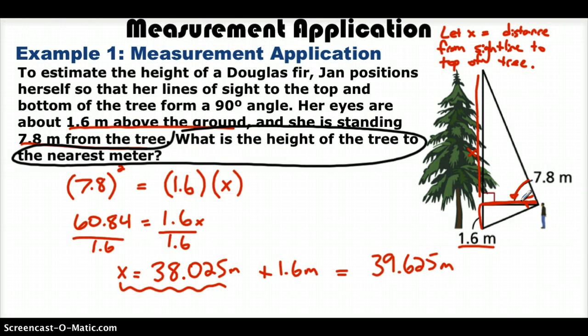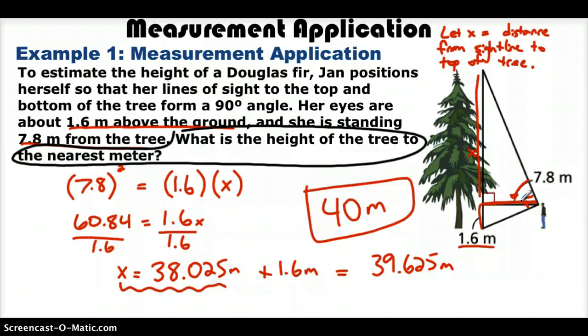They asked us for the nearest meter, so we can say that the height of this tree is about 40 meters. So, kind of a cool application there. We'll take a look at one more example in the next video where we're using the corollaries of these theorems.